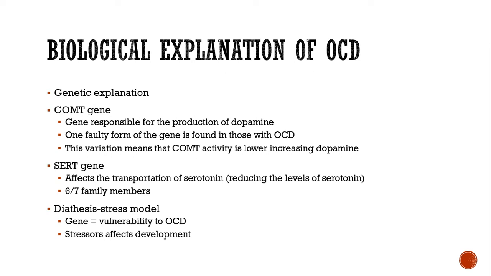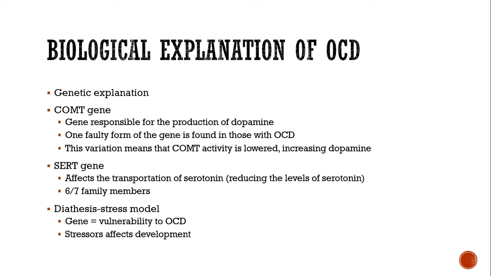And then this variation, so this fault in the COMT gene, means that there is a change in dopamine. So if we just have a look at that again, the fault in the COMT gene means that COMT activity is lowered, therefore increasing the levels of dopamine. So the fault in the COMT gene means that the COMT activity is lowered, and dopamine, because of that, is increased.